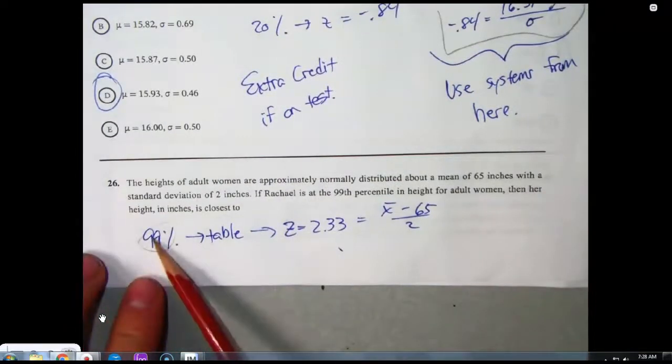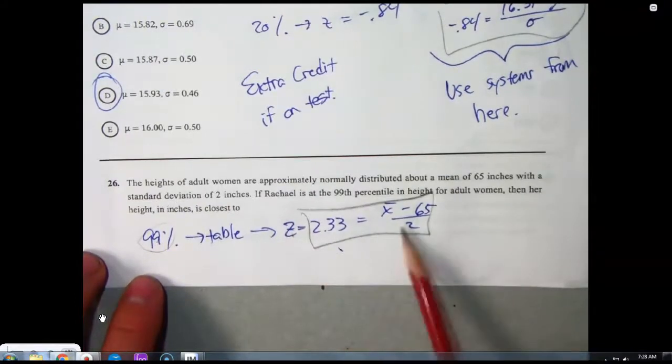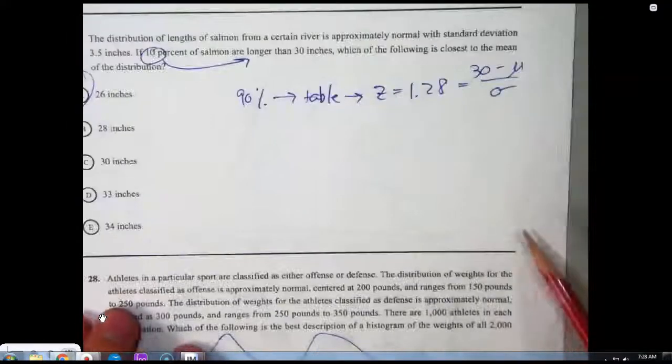26, look up 99% in the table, get your z-score, and you got this formula. Multiply by 2, add 65, and you should be there. That gets us to 70.